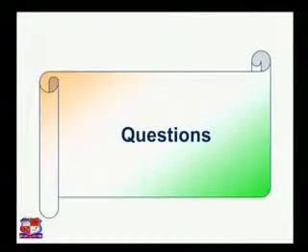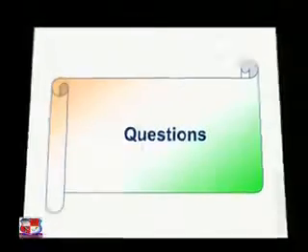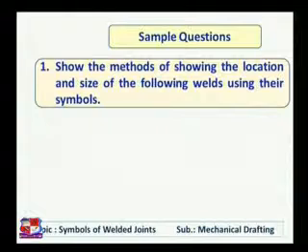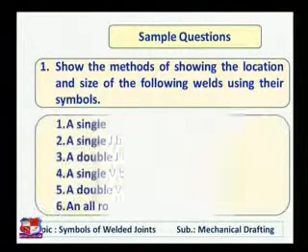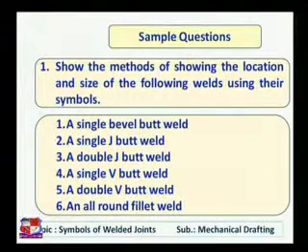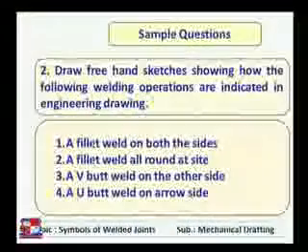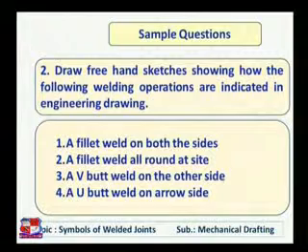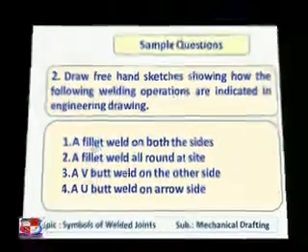Some questions which are important for this chapter. Show the symbols, methods of showing the location and size of the following welds using their symbols like this. These questions may be asked. We have to draw symbols and interpret in the drawing. Second question, draw freehand sketches showing how the following welding operations are indicated in engineering drawing. How to draw these welding symbols could be asked.